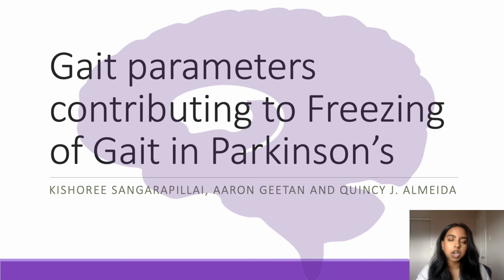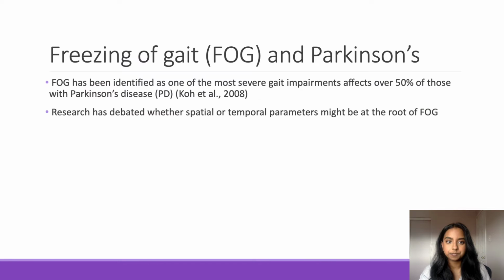And today I'm going to be talking about one of my side projects that I did during my master's. It looks at the gait parameters contributing to freezing of gait in Parkinson's. Freezing of gait has been identified as one of the most severe gait impairments, which affects over 50% of those with Parkinson's. Freezing of gait can be described as this feeling of being stuck to the ground and being unable to take a step to move forward.